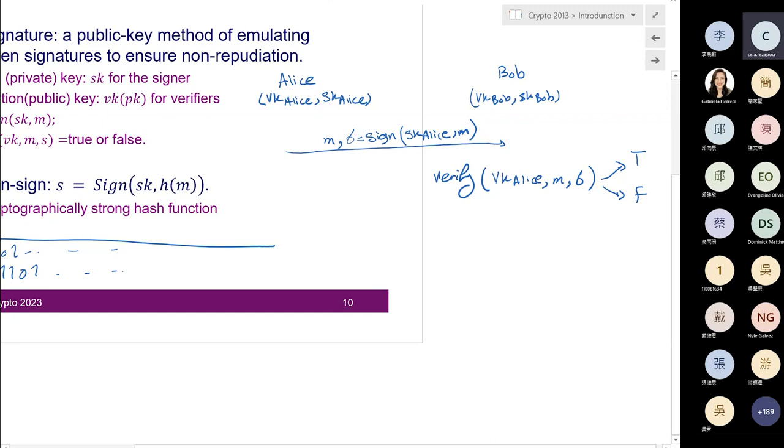If it is true, it means that this message M is correct, the sigma is the correct signature for M, and it is indeed signed by Alice. So he learns two things at the same time. One, the message is indeed coming from Alice. Two, the message has not been altered or changed or modified before it gets to Bob. This is exactly the same message that Alice has sent, right?